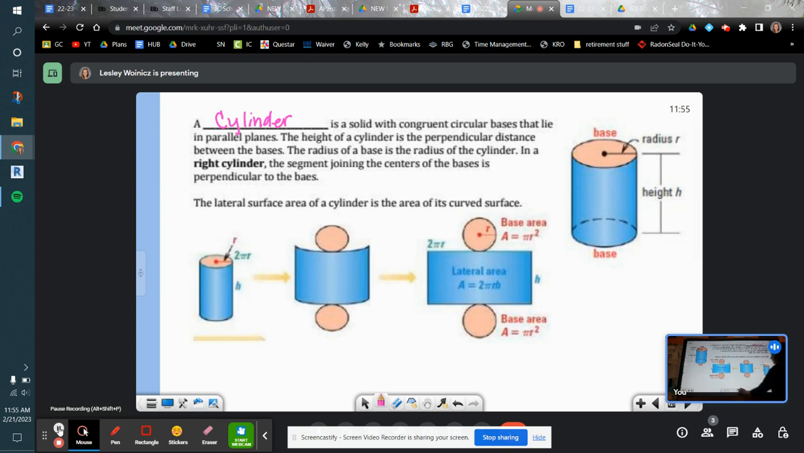Okay, did everybody understand that last bit? Yep. So if I'm connecting the centers of my circles like this and it's perpendicular, that means I have a right cylinder. If it starts leaning like this, then it's not a right cylinder anymore. Cool? Okay. The lateral surface area of a cylinder is the area of its curved surface.